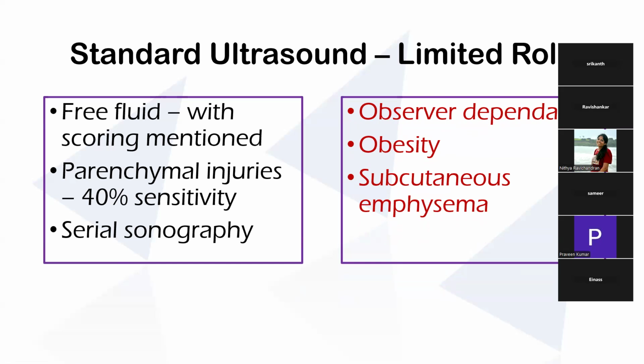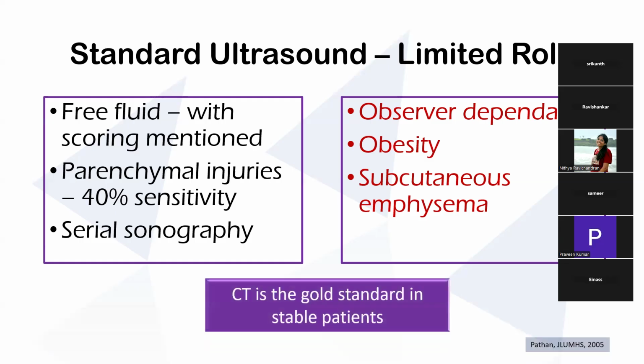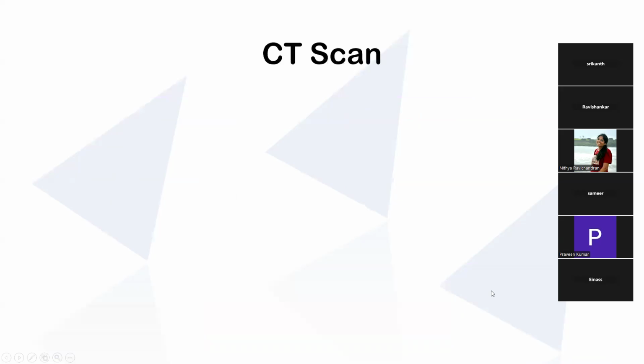So after a FAST, if the patient is stable and you find that there is blood in the peritoneal cavity, the thing that you do next is this. CT is the gold standard in stable patients. All right, so what do you look for in the CT? Samir, have a go.